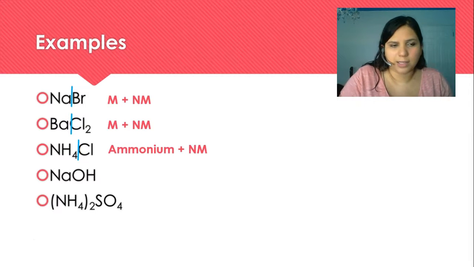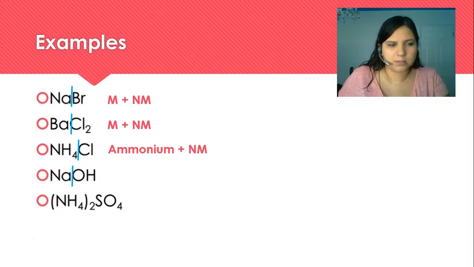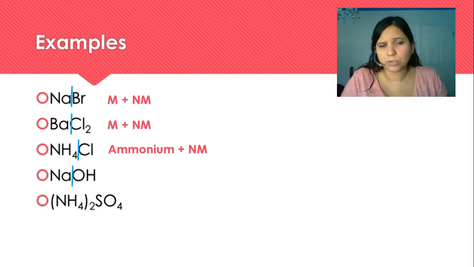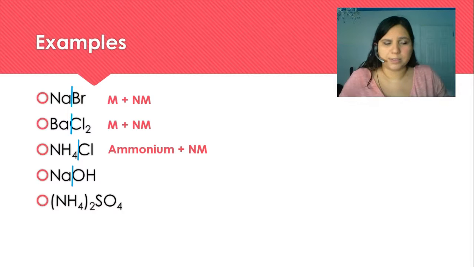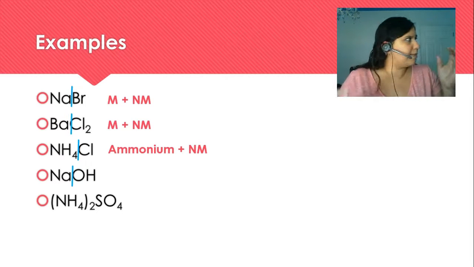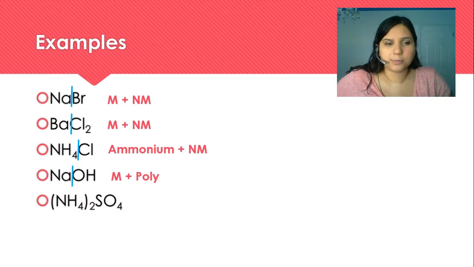This next one, I'll draw a line after the metal to separate cation from anion. Na is a metal, and then OH. Those are 2 capital letters. If it was just NaO, we would have metal plus nonmetal. But here I have OH, which is a polyatomic. It's the polyatomic ion hydroxide.